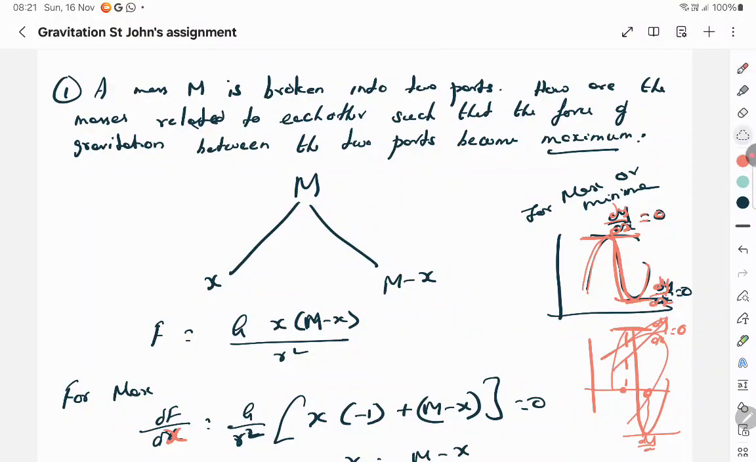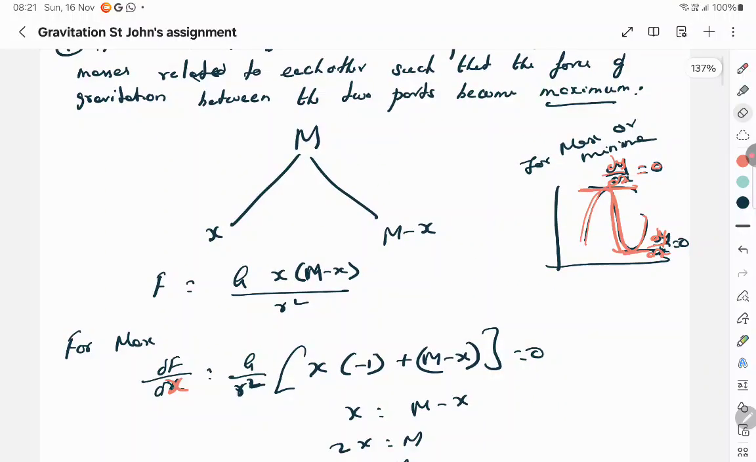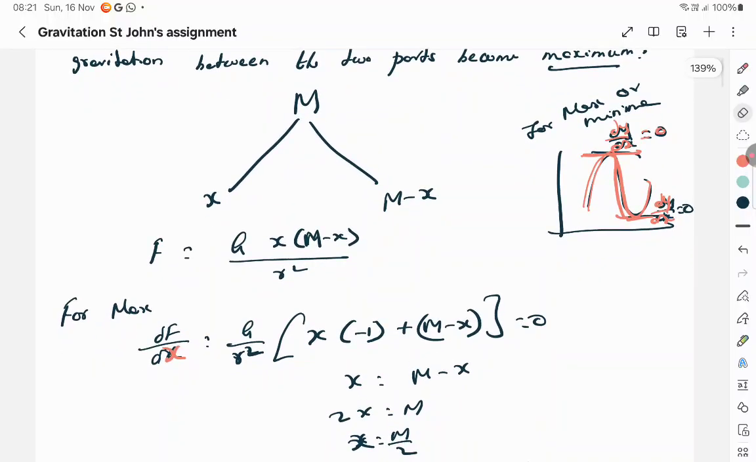So I'm just taking the force value G into M1 M2 by R square, where M1 is x and M2 is M minus x, and differentiate this with respect to x. But G by R square is a constant, take it out. Take x into M minus x and differentiate as U and V.